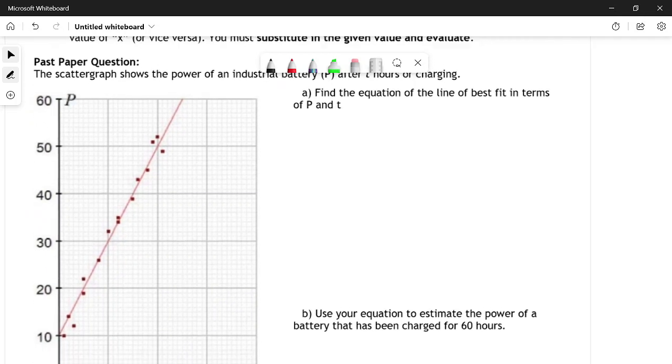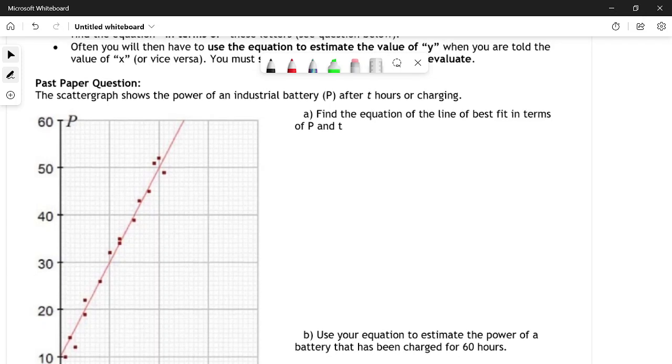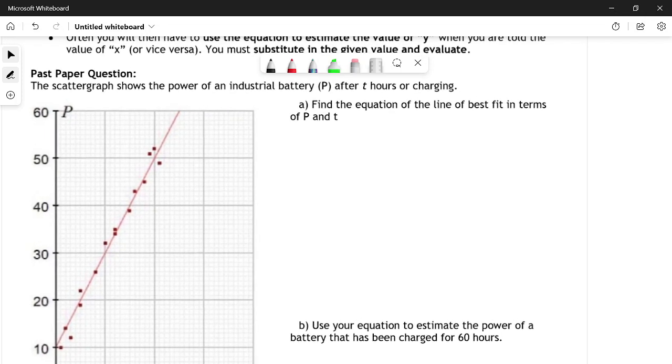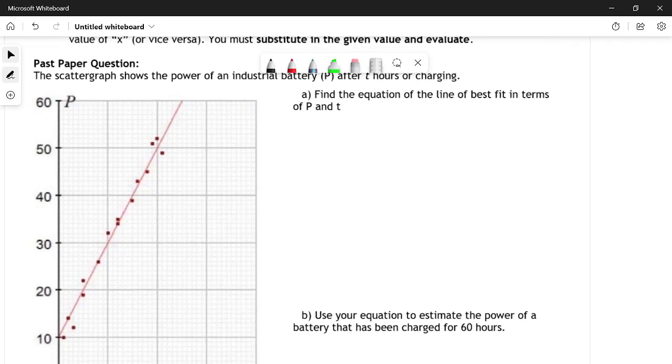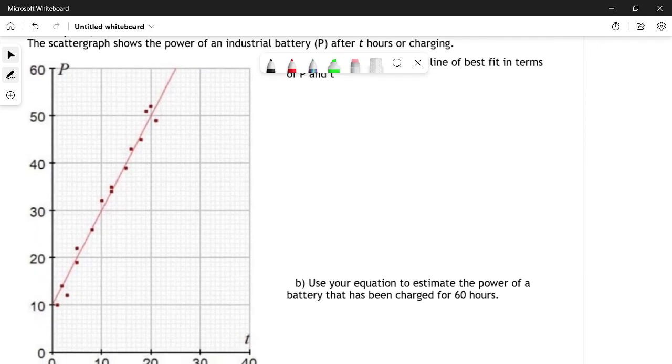So let's have a look at this particular question, which is the power of an industrial battery, which is represented by P, which is the y-axis, but it's now the P-axis technically, and it's the power after t hours of charging. So if we look at the graph here, we have P along the y-axis, T along the x-axis goes from 0 to 40 hours of charging in terms of the t-axis, and it goes from 0 to 60, I think it doesn't say, but I think it would be maybe watts, the unit of power.